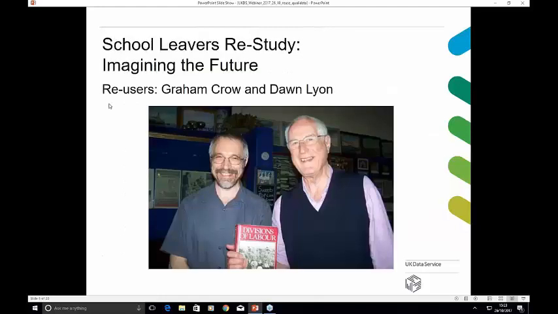In 2009, Graham Crowe and Don Lyon, and that's Graham Crowe on the left there with Ray Paul, decided to reanalyze this data set and focus solely on student aspirations. Using the very same methodology, they conducted a restudy on school leavers for students on the Isle of Sheppey in 2009 to 2010.